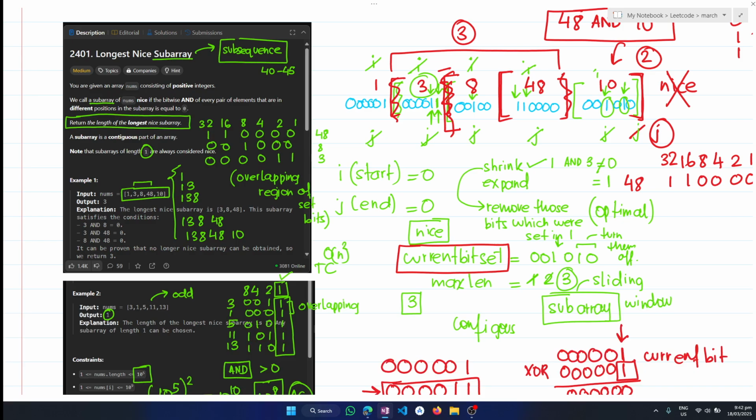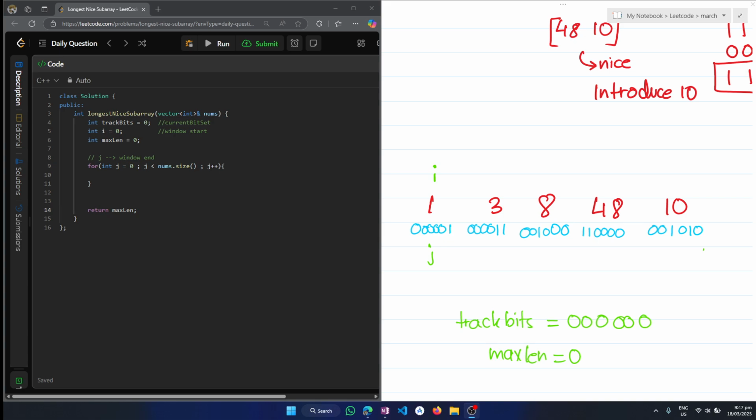So this is as simple as it gets. Now let's try to code this particular solution up. Okay, so you can very clearly see that I have track bits as 0. This is my track bits. I have i as 0, I have j as 0 initially, and I have the max length as 0 initially as well.